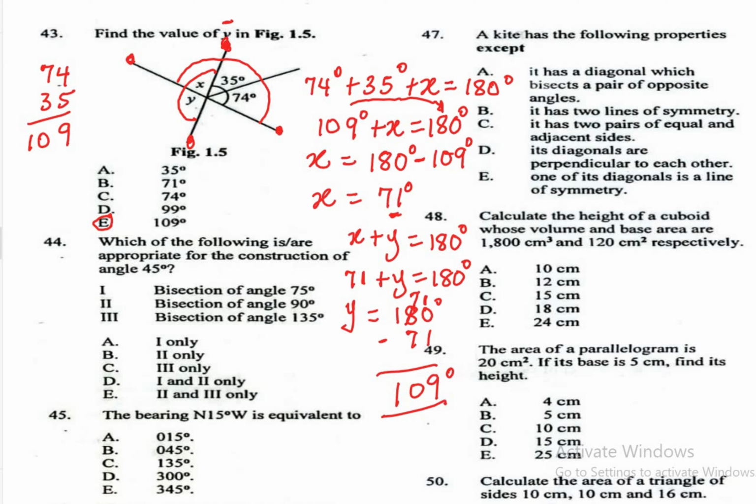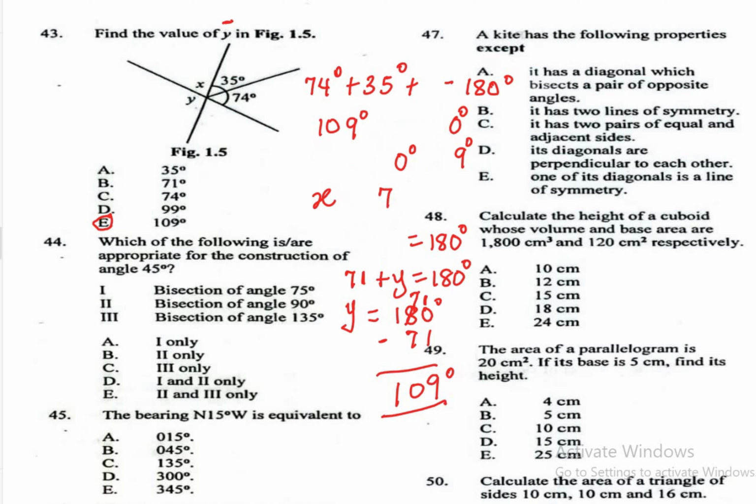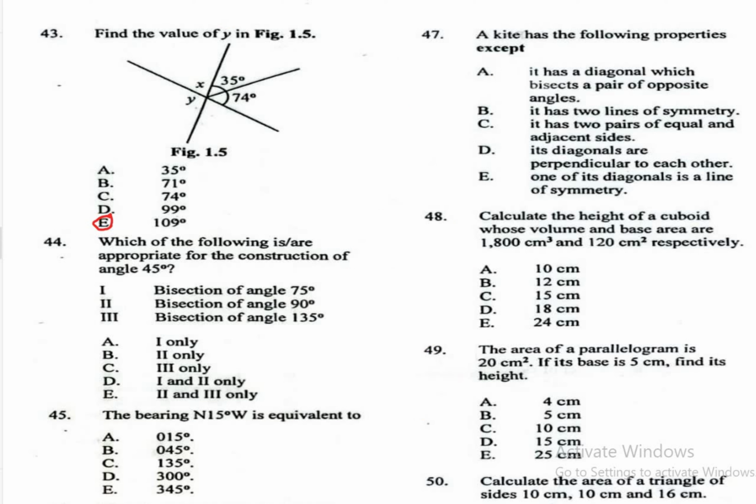Okay, so I'm going to clean this and make space for other questions. Question 44 says, which of the following are appropriate for the construction of angle 45 degrees? I. Bisecting of angle 75 degrees. II. Bisecting of angle 90 degrees. III. Bisection of angle 135 degrees. Which is the right option among A to D?